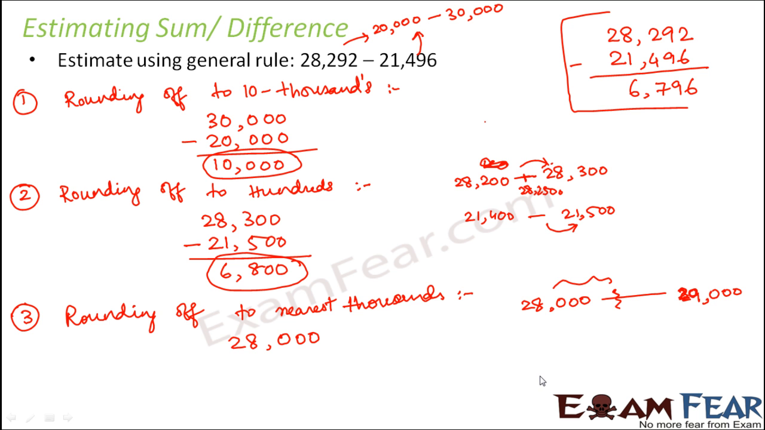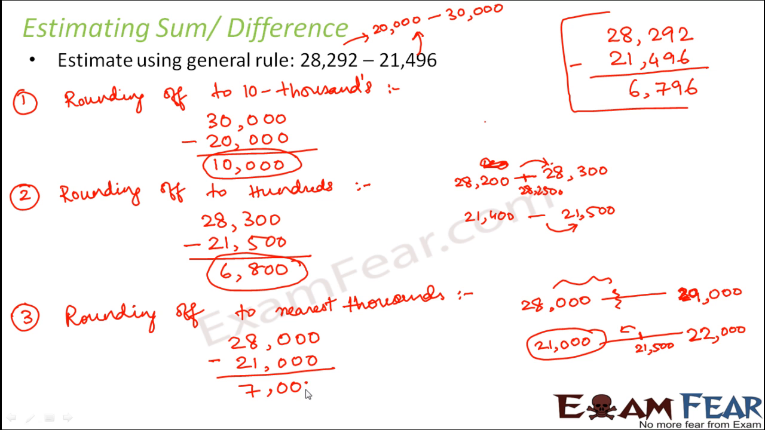Similarly, 21,496 would lie between 21,000 and 22,000, and in between would be 21,500. This lies before 21,500, so it is closer to 21,000. So this would be 21,000. Now when you subtract this, you get 7,000. So we have estimated the same two numbers and found their difference, but the differences are different. In the first case it is 10,000, the second case 6,800, and the third case 7,000.